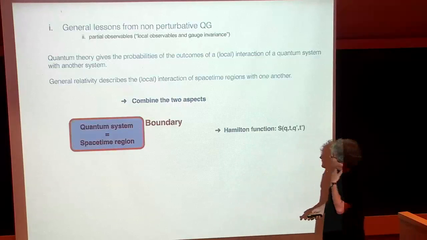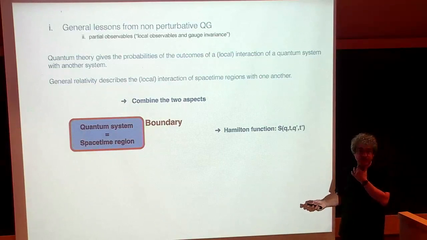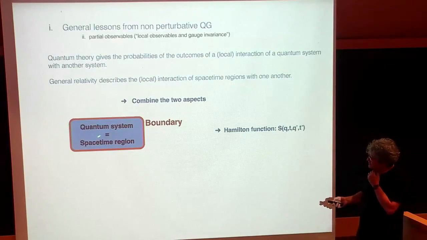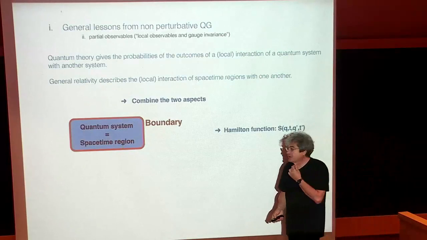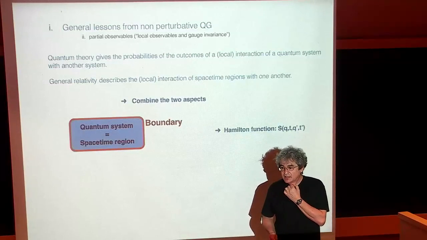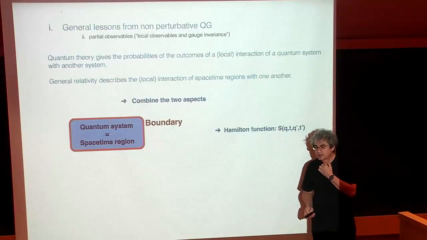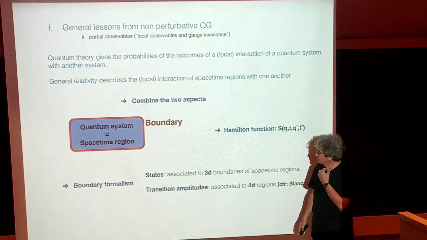Let me just combine the two and identify a quantum system with a finite spacetime region. So I'm going to consider finite spacetime regions with a boundary, and this is the kind of thing which I want to discuss. So that's a fairly semi-classical notion, right? How do you define that when, say, the geometry is strongly fluctuating? I'm going to get to that. It will be all the following things.